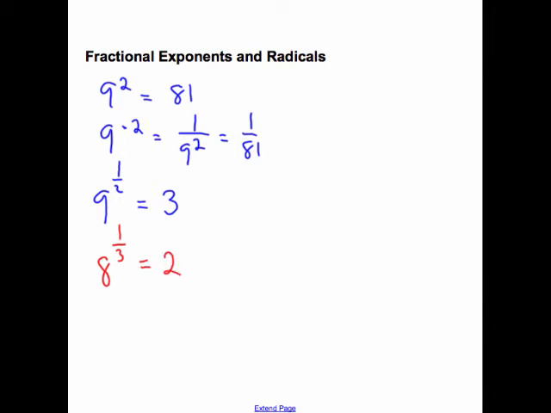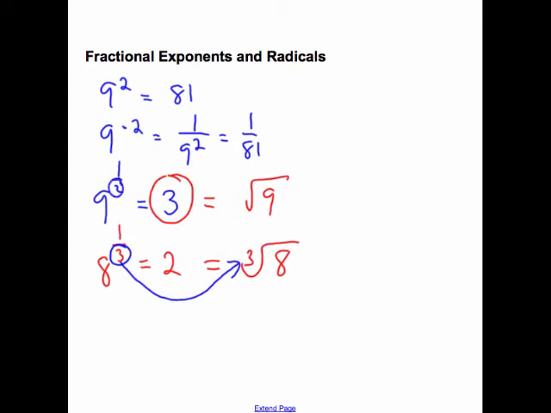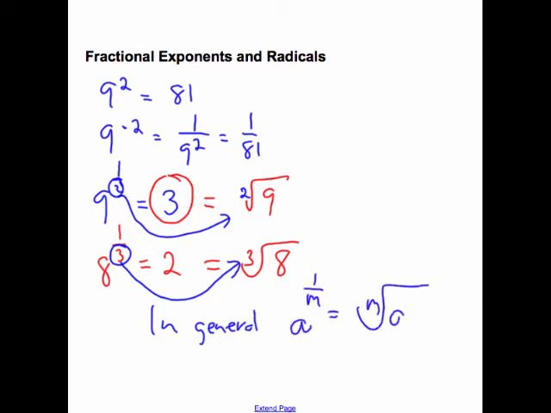Now if you think about that, you might recognize that what's happening here is that we're getting a square root of 9. And what's happening here is we're getting a cube root of 8. And so what happens with fractional exponents is that this bottom number is really the index on a radical. Remember, an index of 2 isn't usually represented, but that's a square root. And so in general, we can say a to the 1/m is equivalent to the mth root of a.